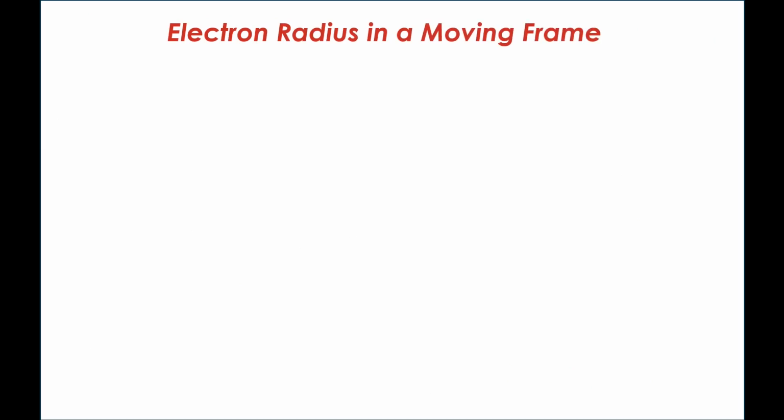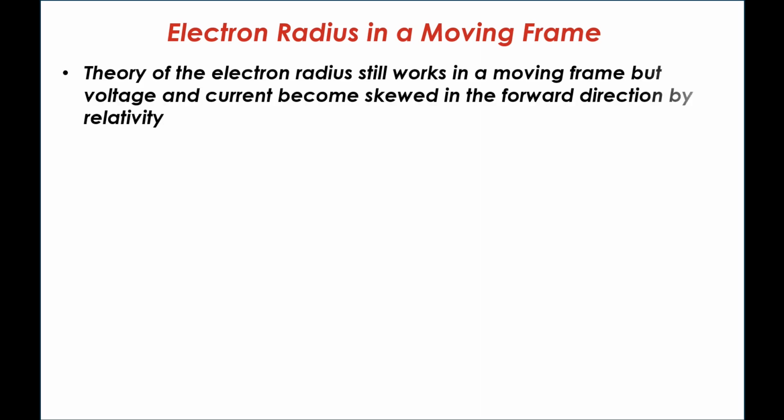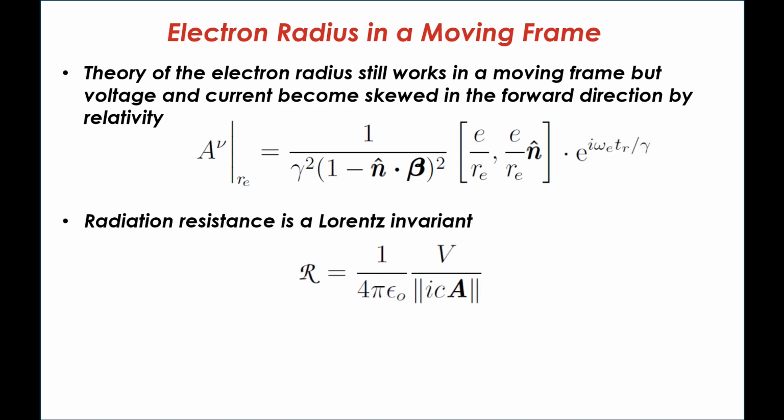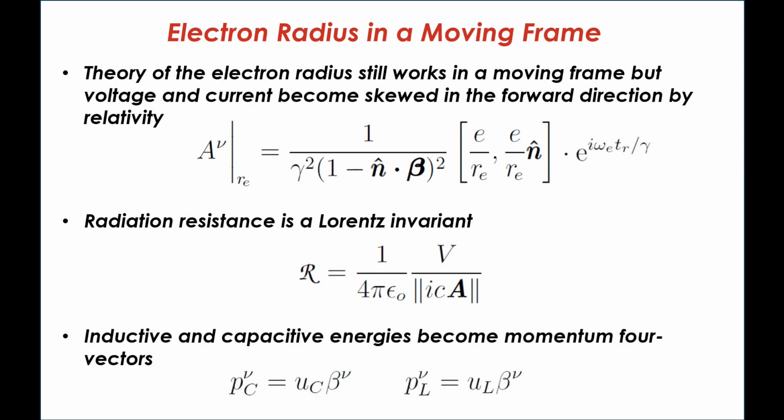To close, it's necessary to show that our theory still works relative to a moving frame. Here we see that the moving frame 4-potentials become skewed in the forward direction, but the radiation resistance is a Lorentz invariant. Moreover, the energies in the inductive and capacitive elements become 4-vectors, which leads to the 4-momentum of the electron. We'll stop here.